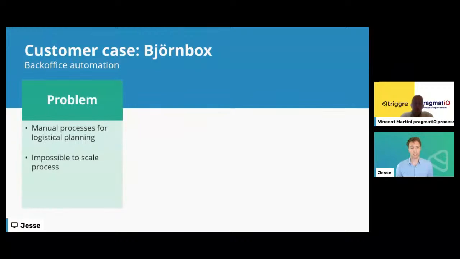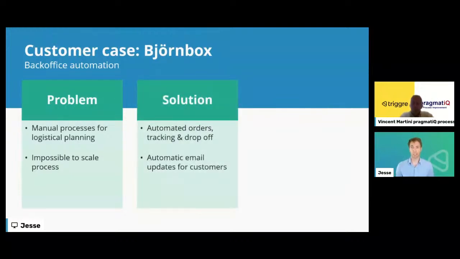In their case, the problem was that the manual processes for logistic planning take a lot of effort, right? So it's impossible to scale when they want to scale that. Their solution was to make automated orders so that their clients can automate the orders, the tracking, the drop off of everything, sort of a status system that tracks that for their customers, and also have automatic email updates so the customer always knows where the boxes for their collection are heading, instead of having to call or email or whatever.